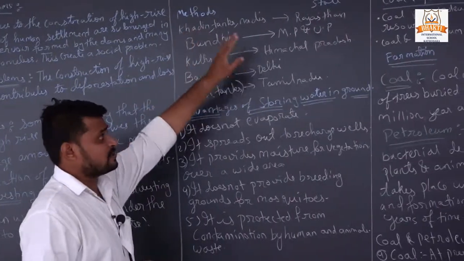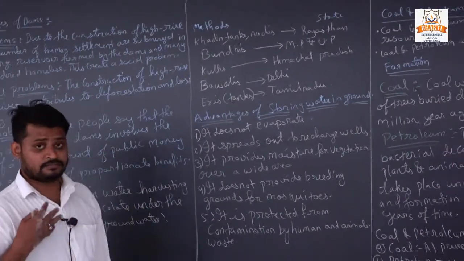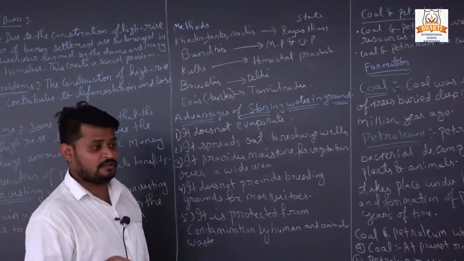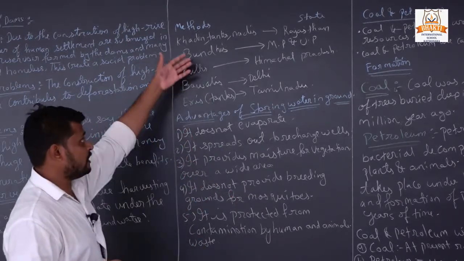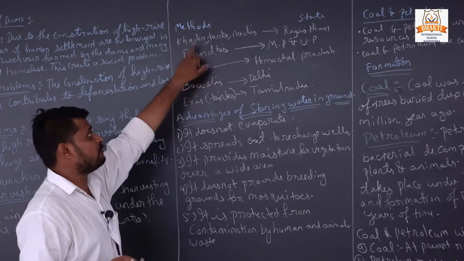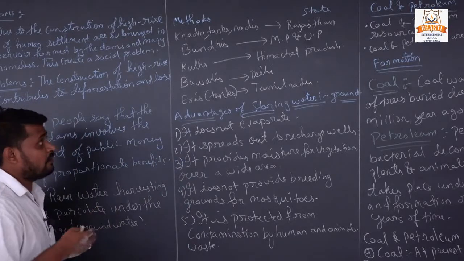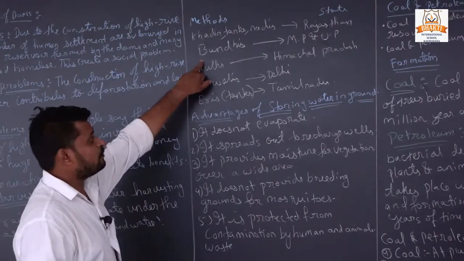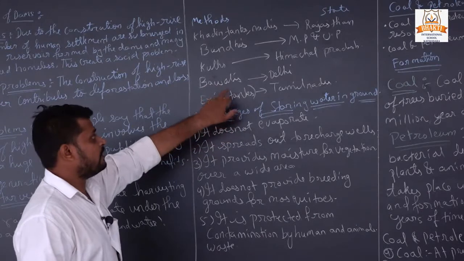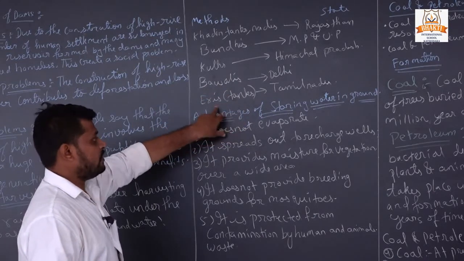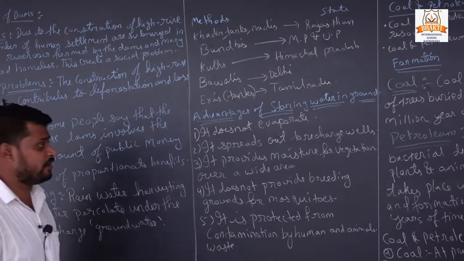Methods. There are some rainwater harvesting methods in some states of India. Our earlier kings already made those methods, those projects. In Rajasthan it was called khadin, tanks and nadis. These are the methods of rainwater harvesting. In MP and UP it was called bundis, in Himachal Pradesh kuhls, in Delhi bawalis, and in Tamil Nadu eris, meaning tanks. So these are the methods of rainwater harvesting in different states of India.